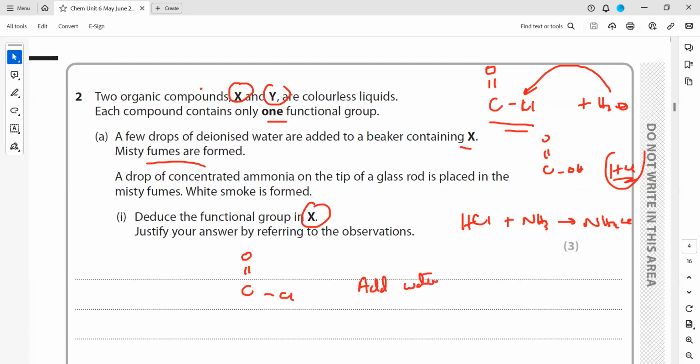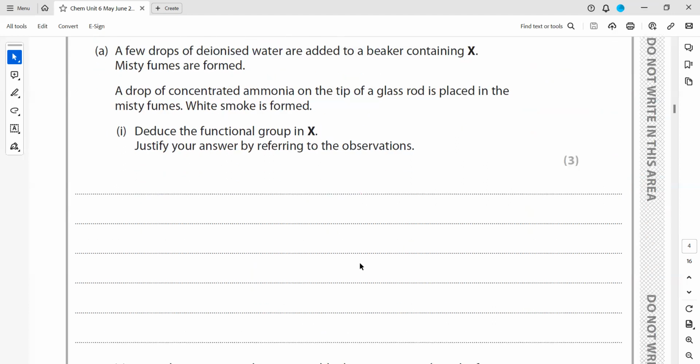When we add water, it causes hydrolysis. Hydrolysis means the breakdown of a substance by the action of water. Because of the hydrolysis, it gives HCl. And this HCl which is given off reacts with ammonia to give ammonium chloride. So X contains an acyl chloride.